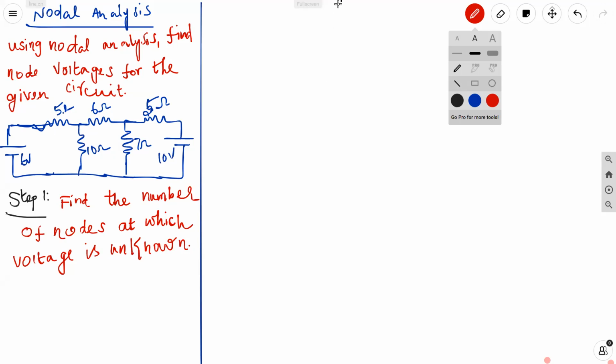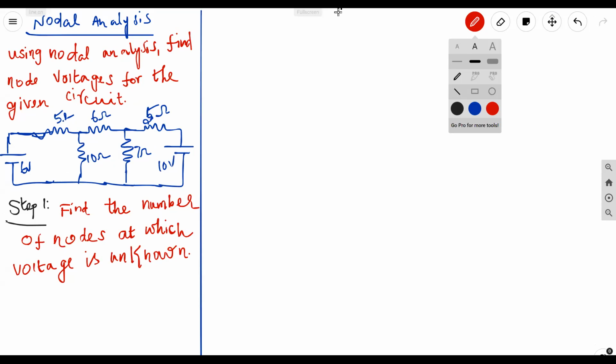Yes, sir. 5. Kamalesh said 5. Any other answers? 6, sir. 3. Someone said 6. I think 6. 4, sir. Actually, the answer is yes, Kamalesh, your answer is correct. The answer is 5. Let's see how the answer is 5.